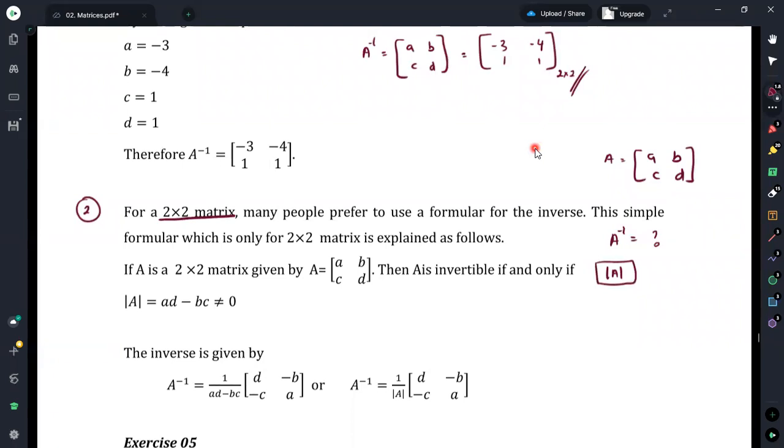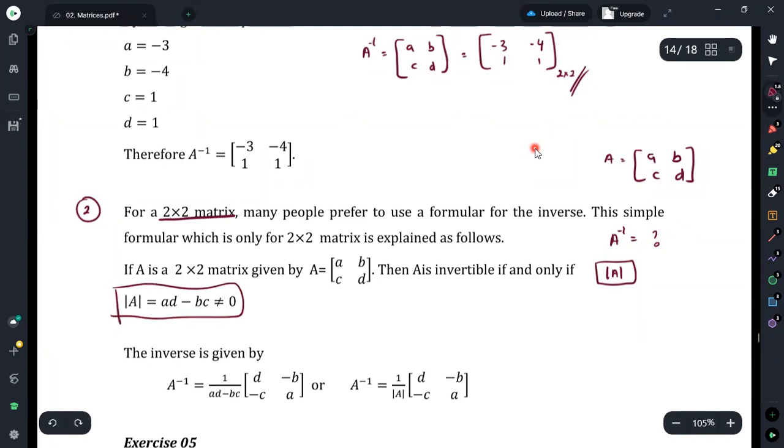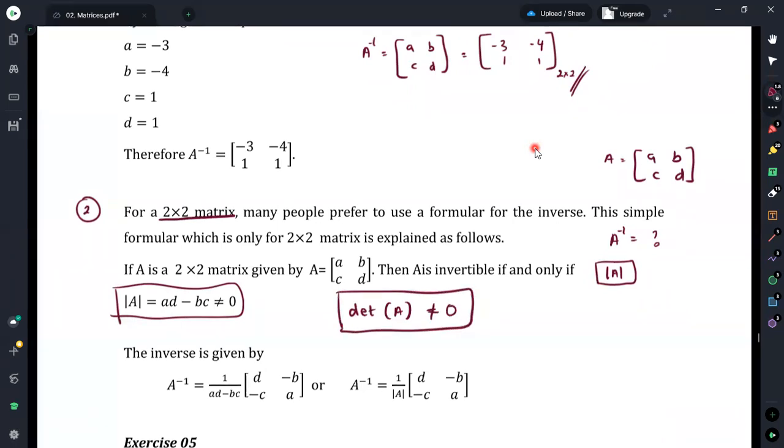Therefore, we can say that A is invertible if and only if it satisfies this condition. It means that if you are getting a determinant for a matrix which is not equal to 0, that is, a numeric value apart from 0, then we say that A inverse exists.